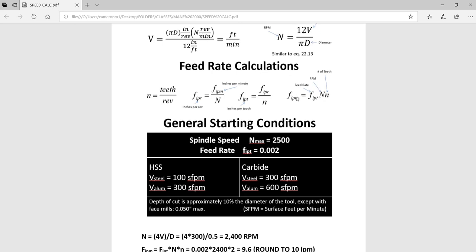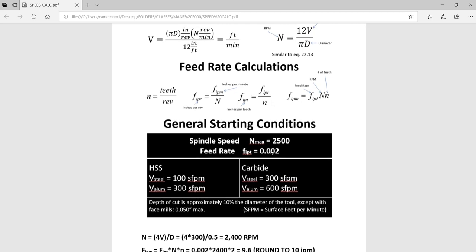Our feed rate in inches per minute is calculated by the feed in inches per tooth, we'll talk about that in a second, times the RPM that we just calculated, times the number of teeth that we have. Inches per tooth is how far each tooth is moving into the material per cut. This varies largely by tool type, and a lot of tool manufacturers will specify it. Most of our tooling is set for 0.002 inches per tooth.